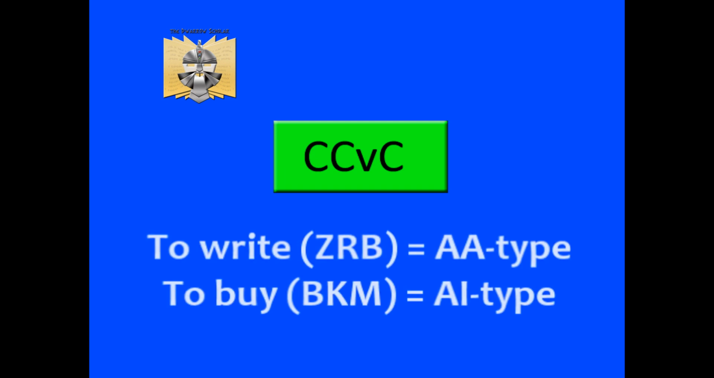As such, to write is called an AA type verb because it uses an A vowel in the perfect tense and an A vowel in the imperfect tense to form its base. Following the same logic, the verb to buy is called an AI type verb as it uses an A vowel in the perfect for its base and an I vowel in the imperfect.